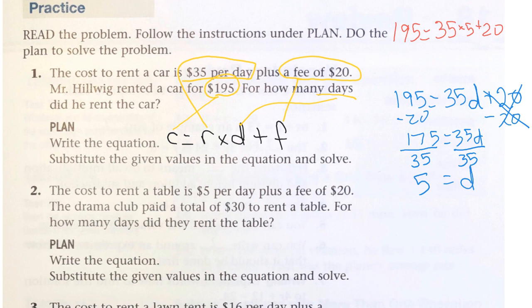First do the multiplication. 5 times 35 is going to be 175. 175 plus 20 gives us 195. 195 does equal 195. So check, we did it right. So that is the way we can solve our word problems. Read it, figure out what you need to do, then do it, and then you can check.